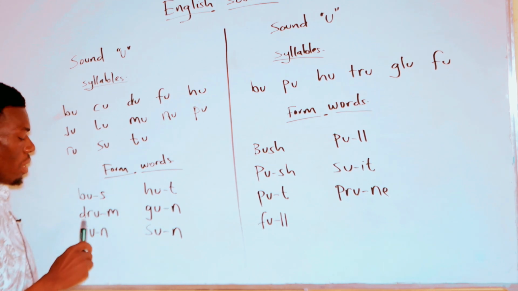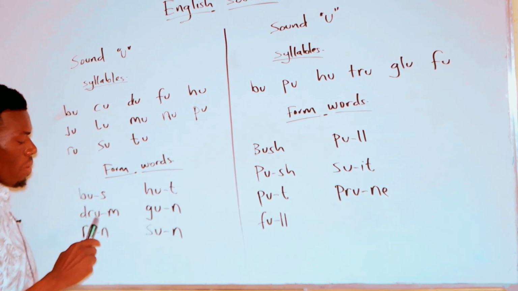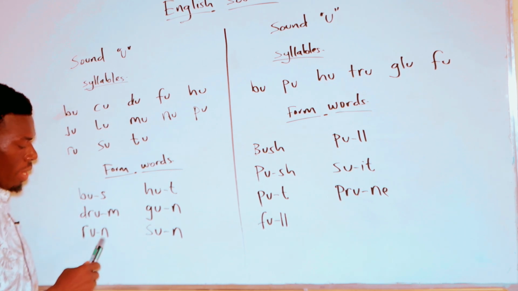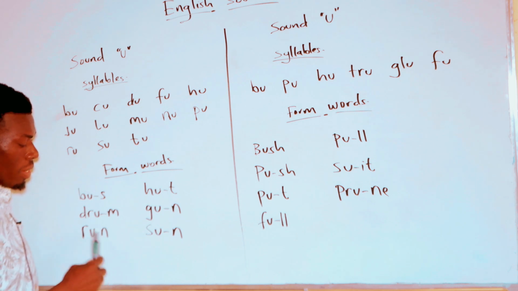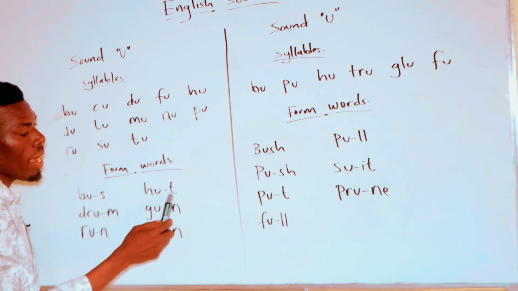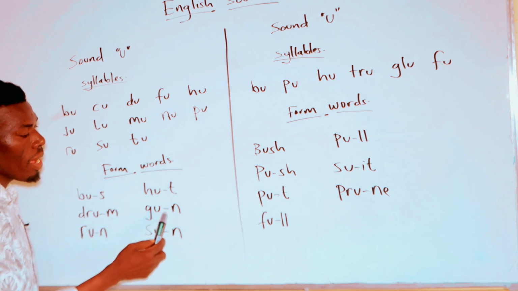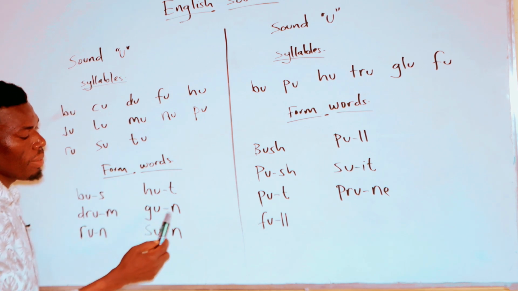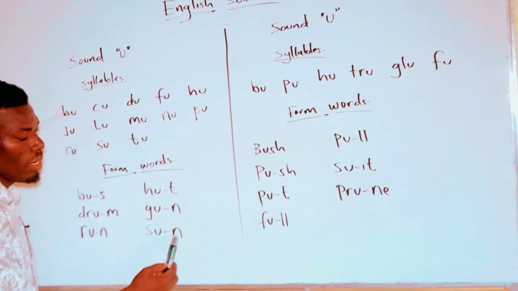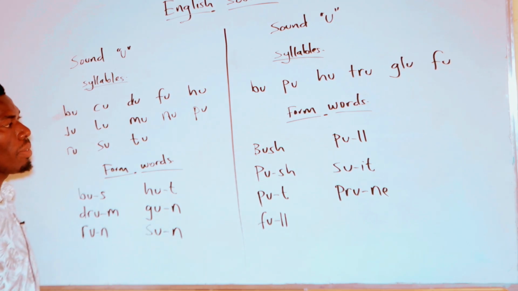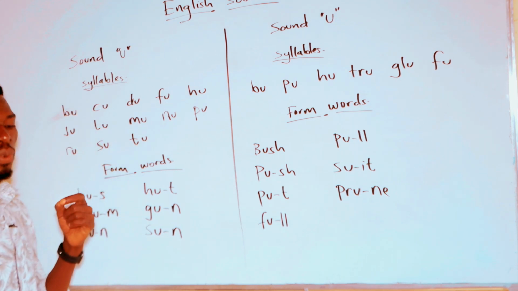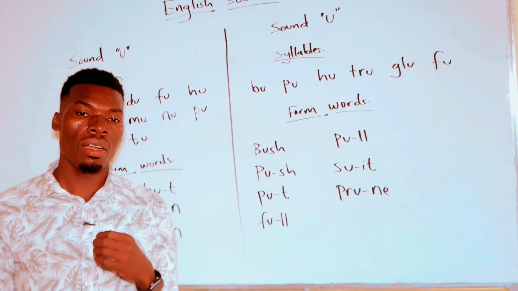Drum. You see? Run. Hat. Gun. Sun. You see? So in this case, we read letter U as sound ah.